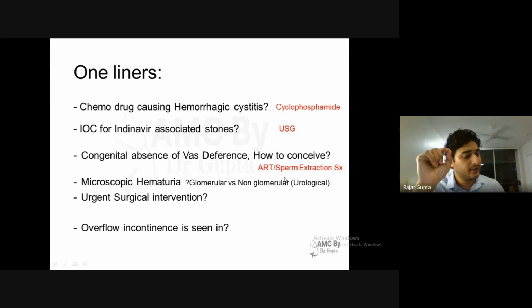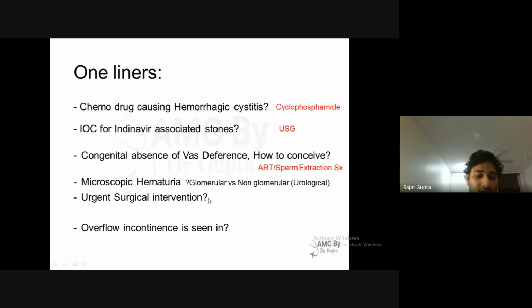Microscopic hematuria is there in a question, and if there is microscopic hematuria, tell me how you will differentiate whether it's glomerular or non-glomerular. Tell me. Yes, shape of RBC. Yes. So we'll be looking for casts and sediments. If the RBCs are crossing the glomerulus, for example in glomerulonephritis, the RBC shape will be distorted, and there will be RBC casts.